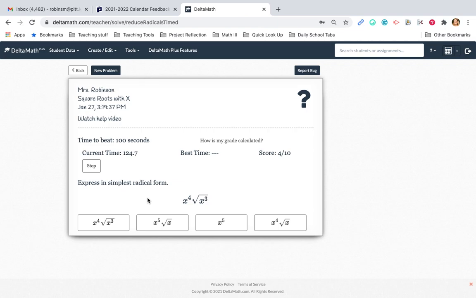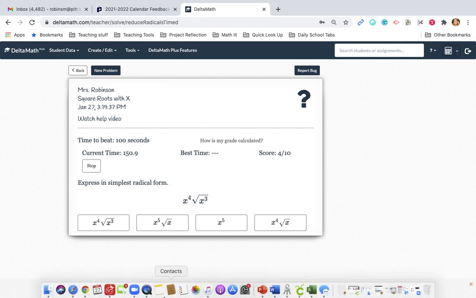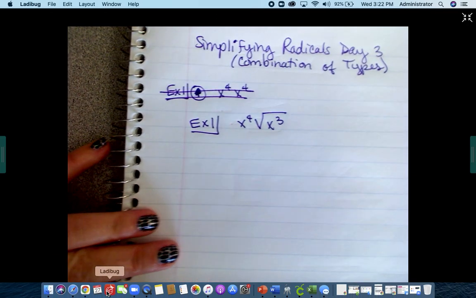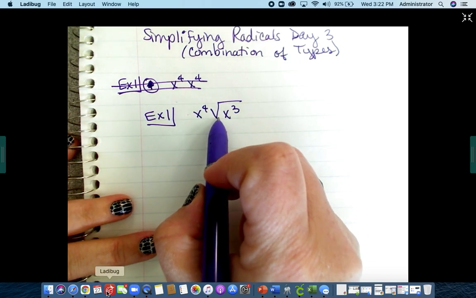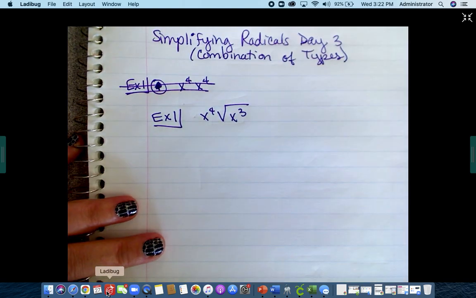I'm going to start with adding this into our notebooks. You're going to add this into your notebooks. We'll just call it example 1. So x to the 4th times, and I said that wrong, it's the square root of x cubed. So flipping back over here, I have x to the 4th times the square root of x cubed.